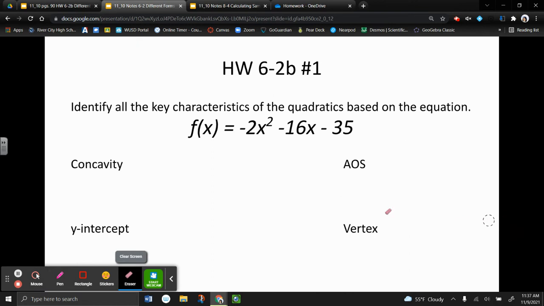All right, let's just do one more example. This is actually directly from your homework. So starting with concavity, we know that this is the value of A, this is the value of B, and this is the value of C.